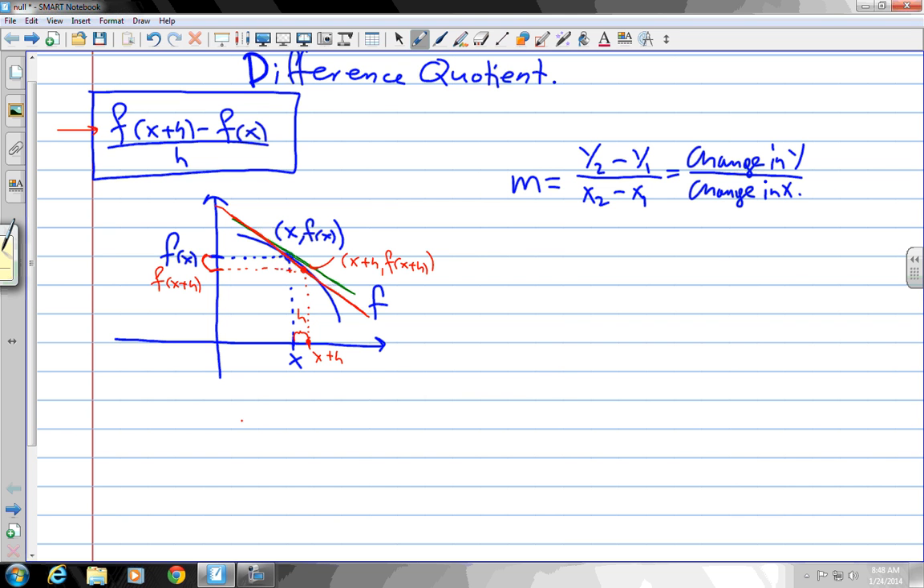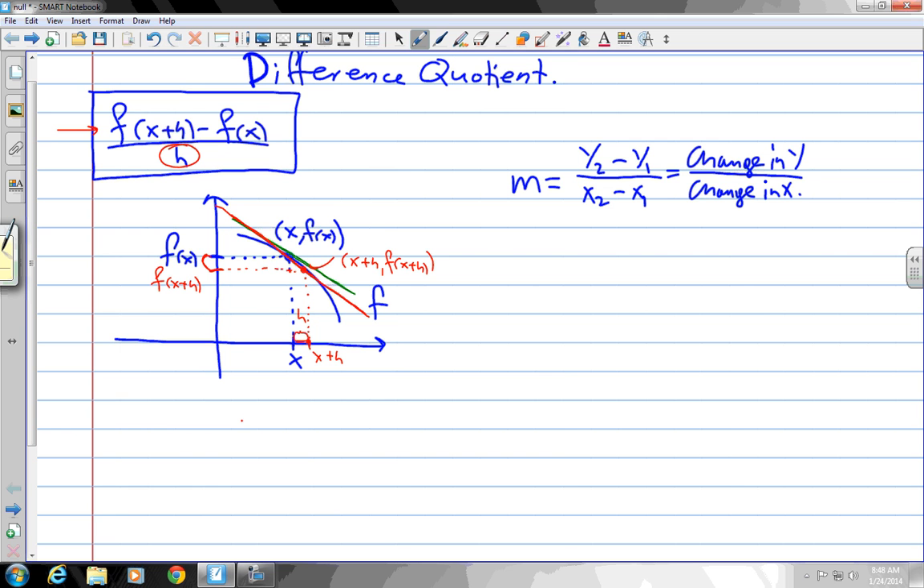But anyway, you see how this numerator is just the change in y based on this little diagram? Well, what is change in x? What is this distance? h. So h is in the denominator. So this is change in y over change in x. So this difference quotient formula is nothing but the slope of a line.